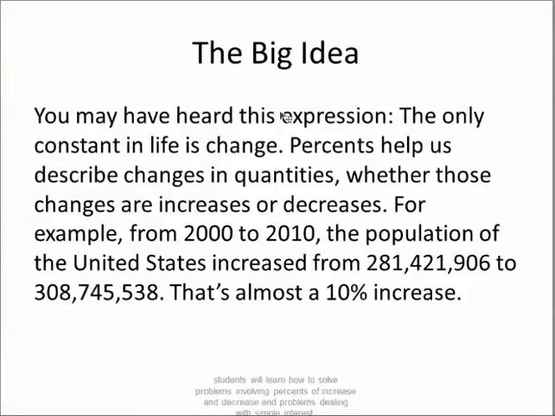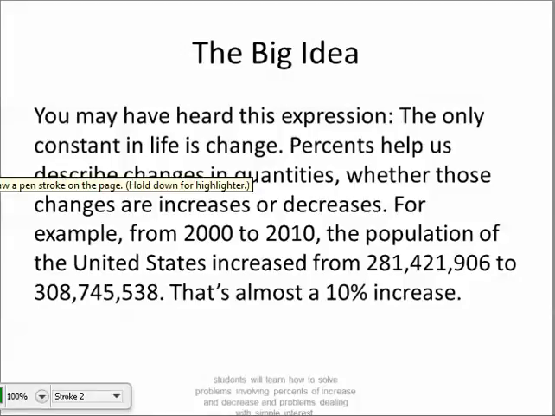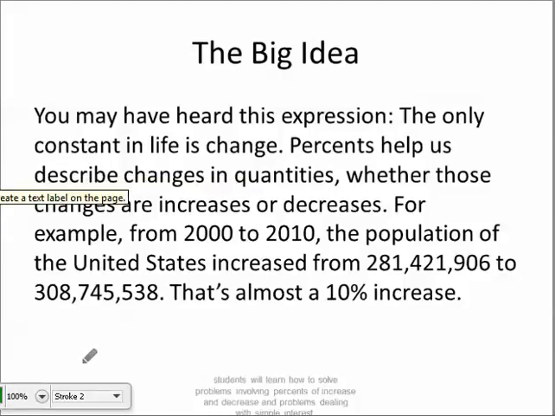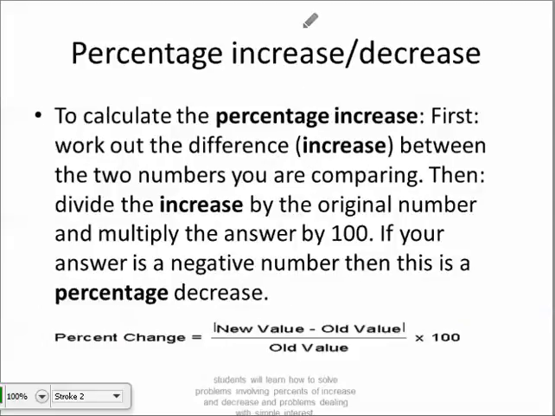So the big idea is that you might have heard someone say at one point in your life, the only thing that's constant in life is change. Well, the way that we describe change is by talking about percent increases or decreases, okay? For example, from 2000 to 2010, the population of the United States increased from 281 million to 308 million. That's almost a 10% increase. That 10% increase is the thought of the change that we're talking about. So let's see how we calculate some of those.